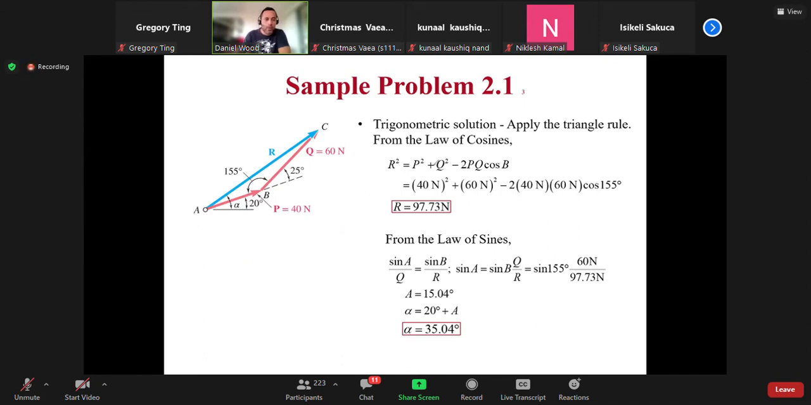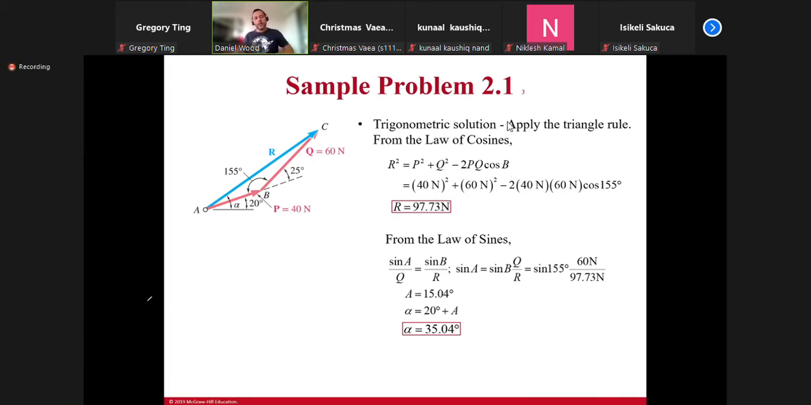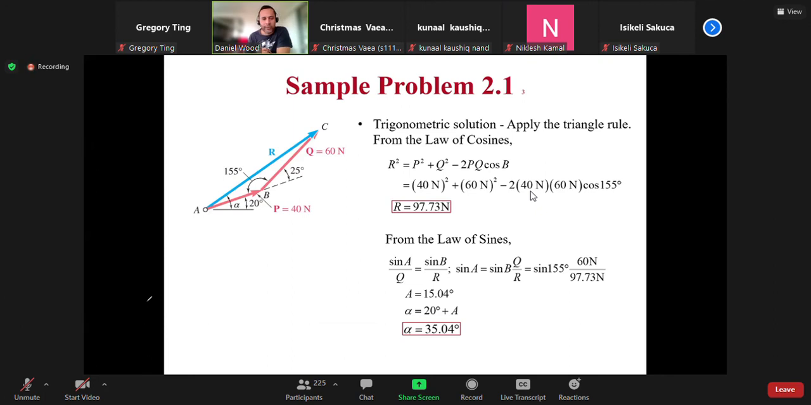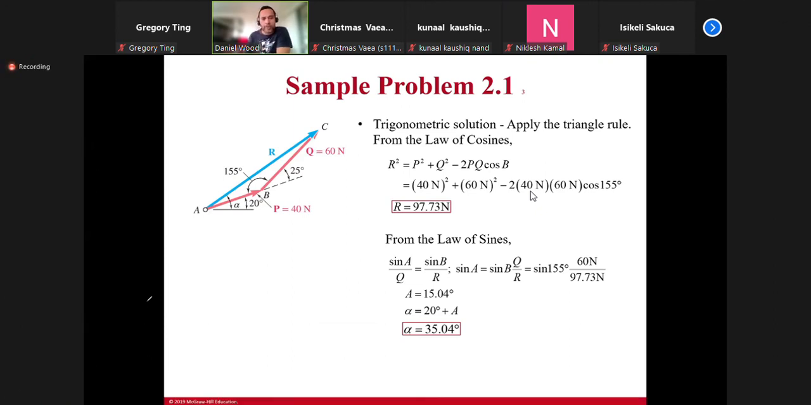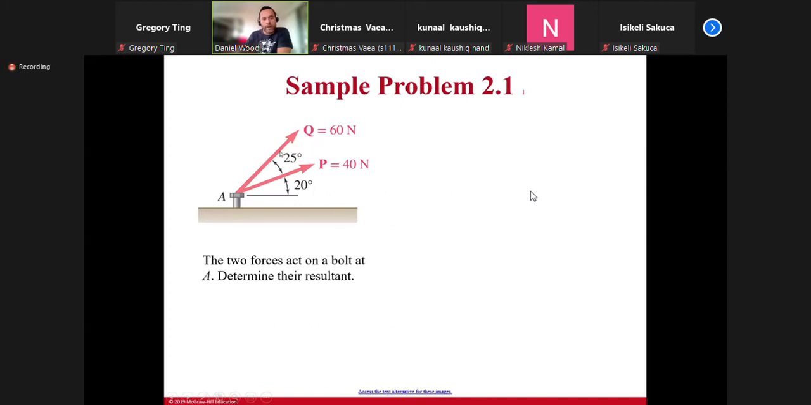I don't have one here. Well, yeah, we could apply cosines here actually, and it has been applied in this problem. But the other way you can do it, if you don't have a set square and your tech drawing equipment, is you can use the trigonometric solution. So we can apply the triangle rule from the law of cosines, or we can apply the law of sines. So this is what we do know. If I go back to the original problem, we know the angle between Q and P is 25 degrees. So we know the angle between Q and the horizontal is 45 degrees.